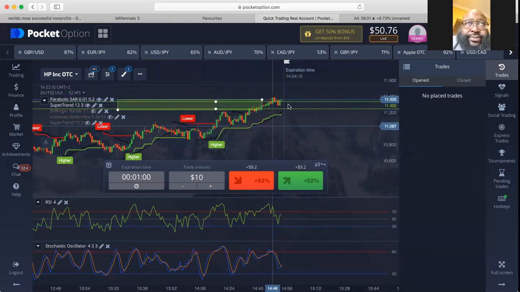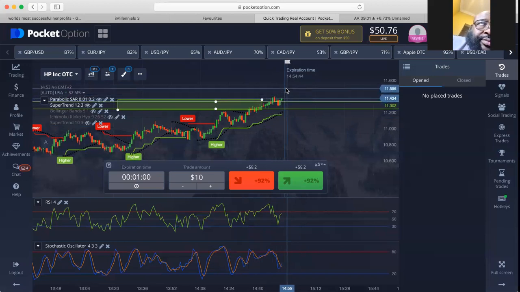All right, let's see. All right, we got a new ceiling. So you see the first line is our floor, right? The top line would be our ceiling. When price breaks through the ceiling, it creates a new floor. Then when price breaks through that floor, it creates a new ceiling. So right now, price is creating a new ceiling.